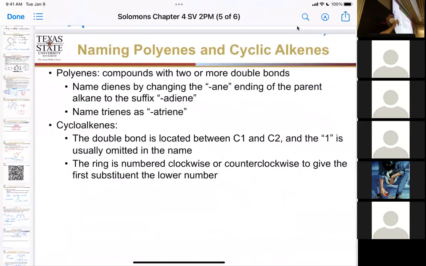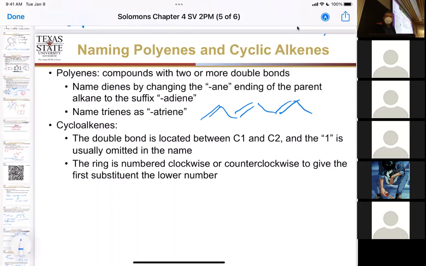You want to ask me what you do if you have 2 double bonds? So what we do for double bonds, if you have more than one of them, is you do the exact same thing we do with diols, where you say diene, triene, tetraene. So if we had this structure here, we would say, okay, actually, let's make it hard there.